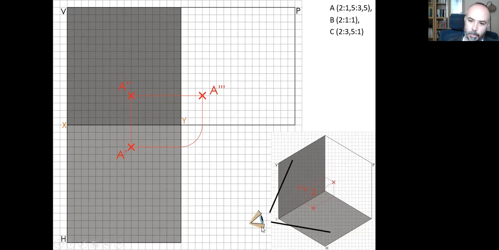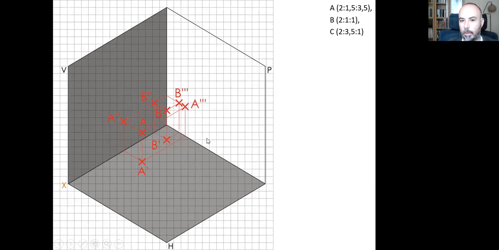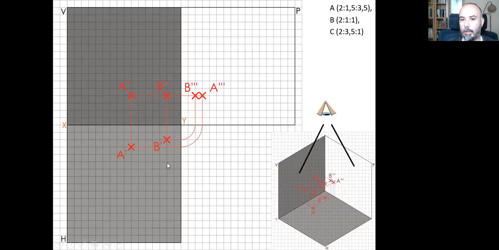And for the last step, I am looking at the system from its left side and see the projection of A on the profile projection plane. I can just carry this level here, carry this interval from here, and it is the A triple prime.